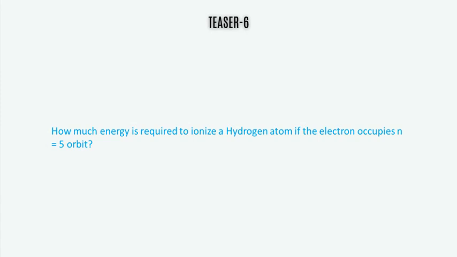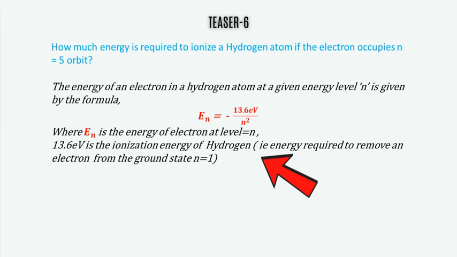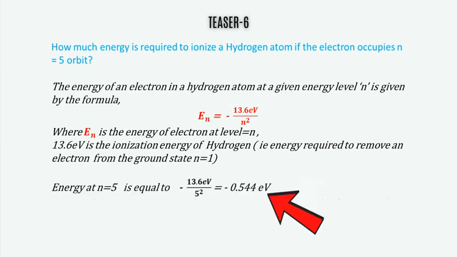Teaser 6. How much energy is required to ionize a hydrogen atom if the electron occupies n = 5 orbit? The energy of an electron in a hydrogen atom at a given energy level n is given by the formula En = −13.6 electron volt divided by n², where En is the energy of electron at level n. 13.6 electron volt is the ionization energy of hydrogen, that is energy required to remove an electron from the ground state n = 1. Energy at n = 5 is equal to −13.6 electron volt divided by 5², which is equal to −0.544 electron volt.